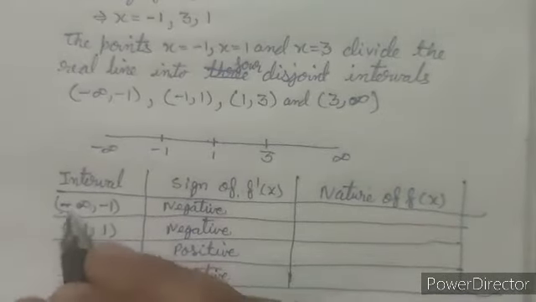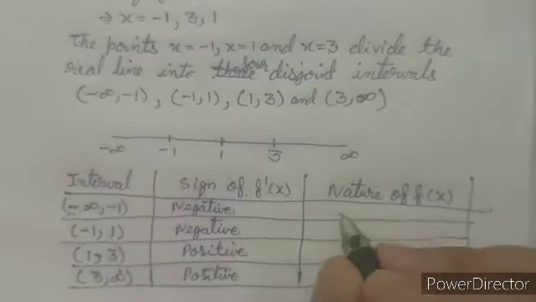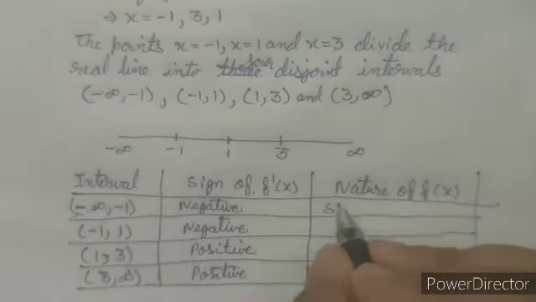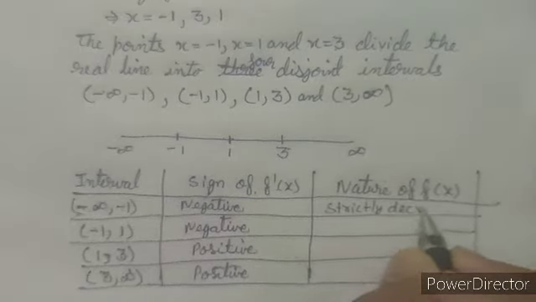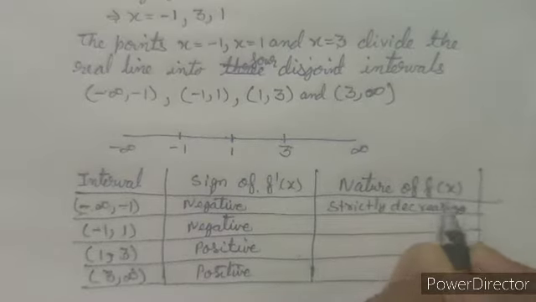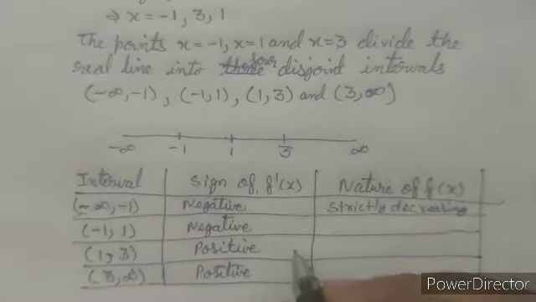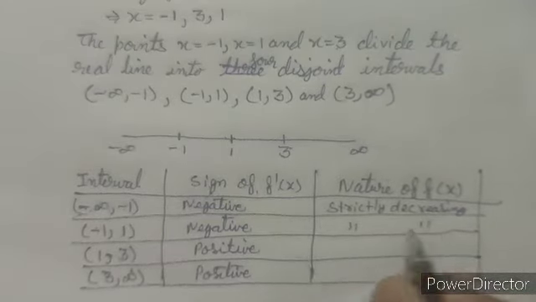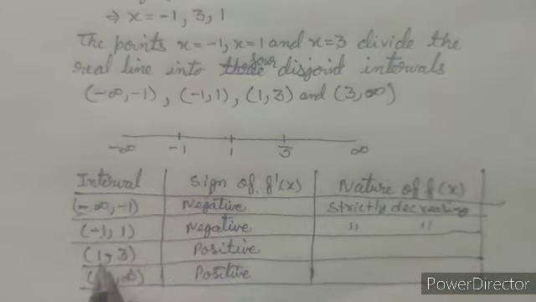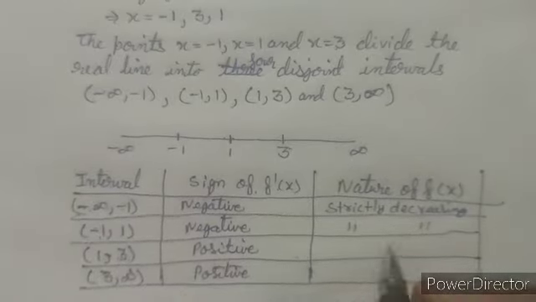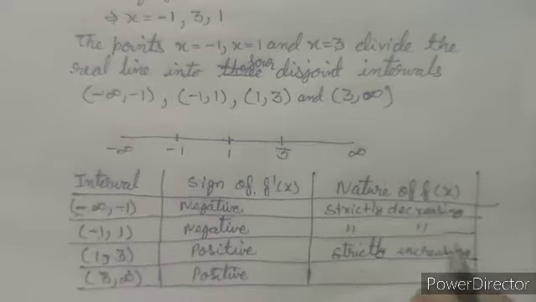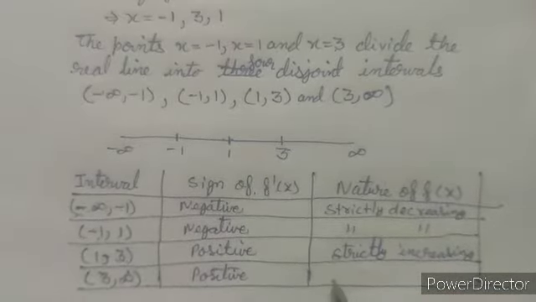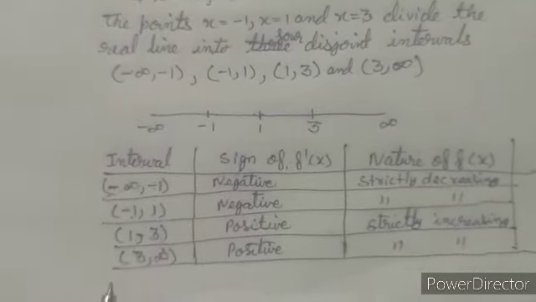So we can say here from minus infinity to minus 1, the nature of f(x) is strictly decreasing, as the sign of f dash x is negative. Here also it will be strictly decreasing from minus 1 to 1. Now from 1 to 3, the sign of f dash x is positive, so the function is strictly increasing in the interval 1 to 3, and similarly from 3 to infinity, the sign is positive, so the function is strictly increasing.